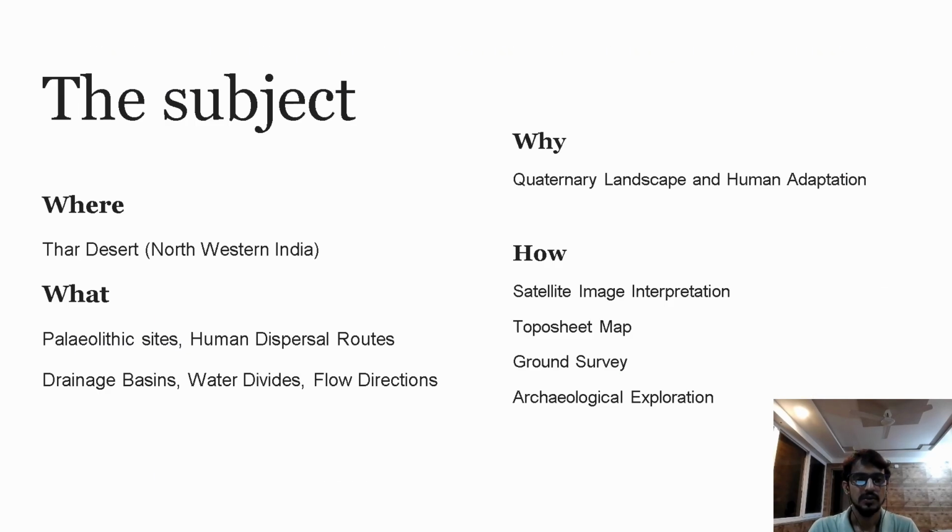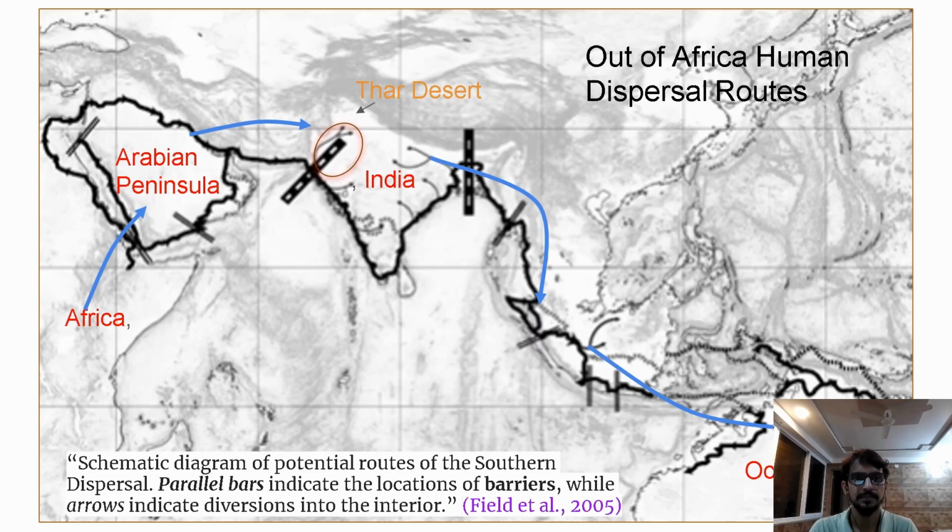Okay, so the area which I'm going to talk about is northwestern India, and the themes are Paleolithic sites, human dispersal routes, drainage basins, water divide, and water directions. Why are we discussing these things? Because there are few sites in the desert. We have to explain the landscape and human adaptation in that area. Therefore, we are using satellite images, topo sheets, ground survey, archaeological exploration, and so on.